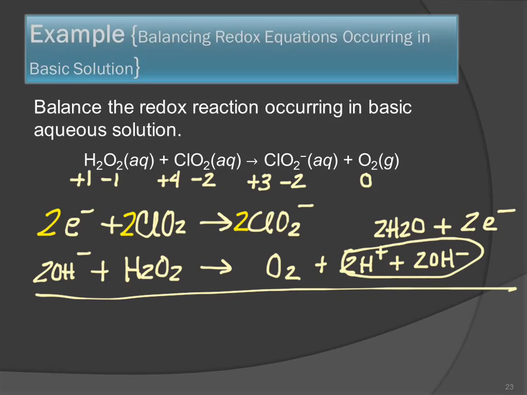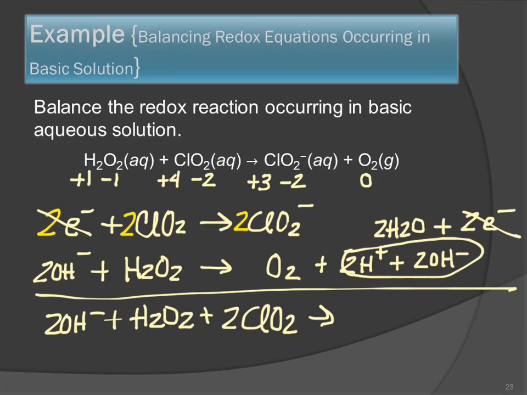Now when I go to add these together, these 2 over here and those 2 over there cancel out. So I've got 2OH⁻ + H2O2 + 2ClO2 goes to 2ClO2⁻ + O2 + 2H2O. I left the state symbols out because there was no way that was going to fit.